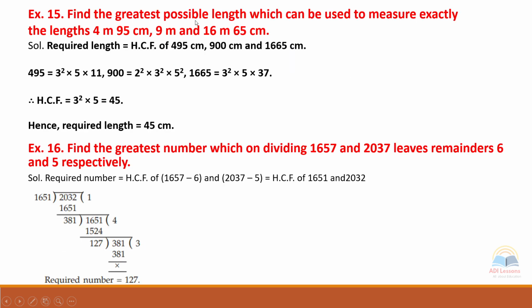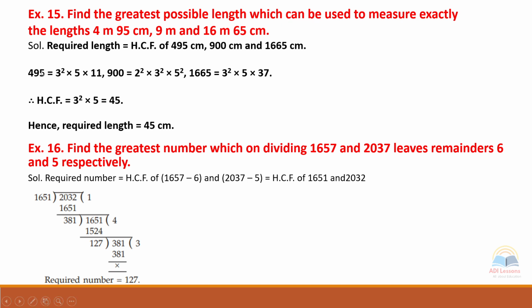Find the greatest possible length which can be used to measure exactly the lengths 4 meters 95 centimeters, 9 meters, and 16 meters 65 centimeters. Required length equal to HCF of 495 centimeters, 900 centimeters and 1665 centimeters.